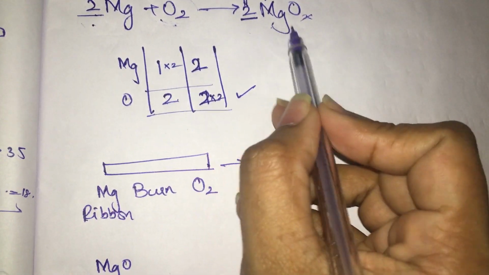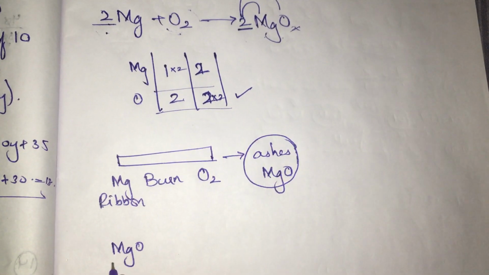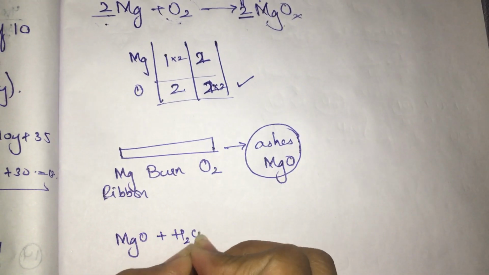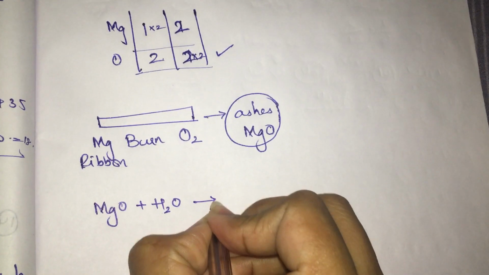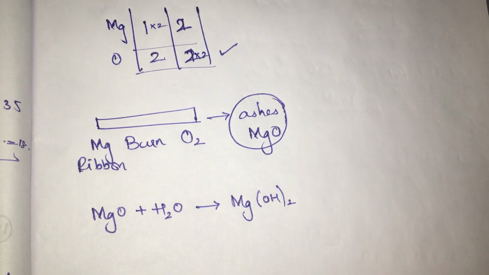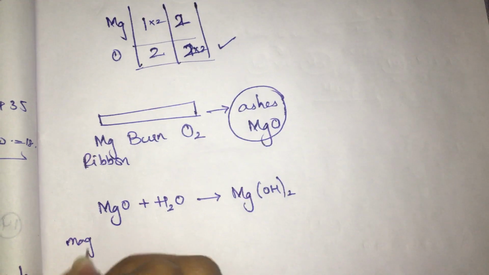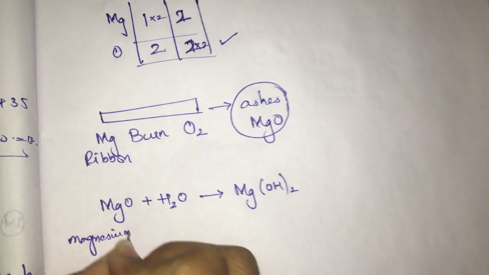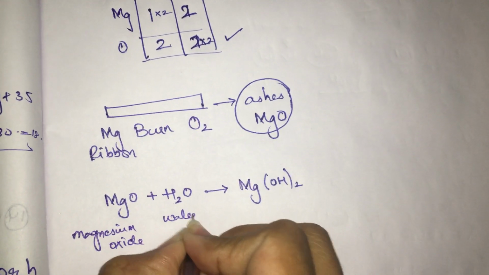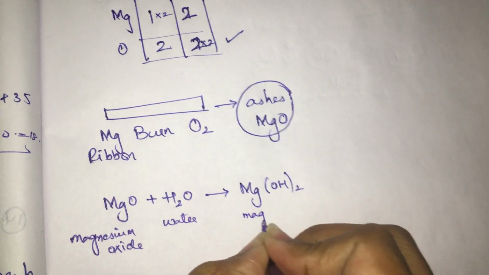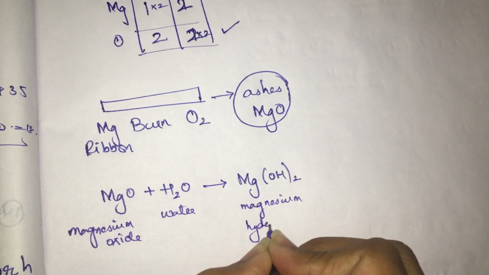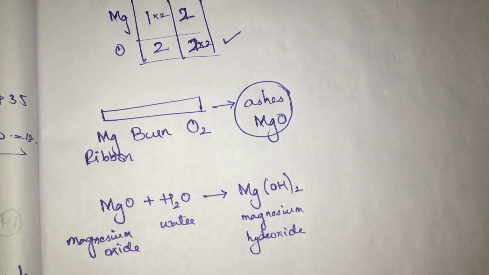Here you got 2 MgO, but we are taking only 1 MgO. With this MgO we are adding a small amount of water, which will give rise to Mg(OH)2. This is magnesium oxide, this is water, and this is magnesium hydroxide. Hydroxide is what we got here.